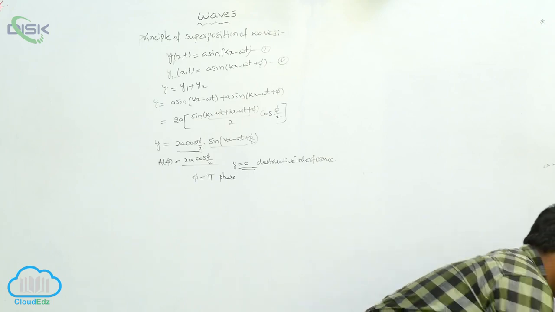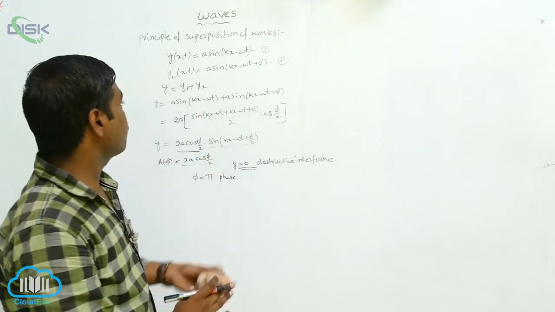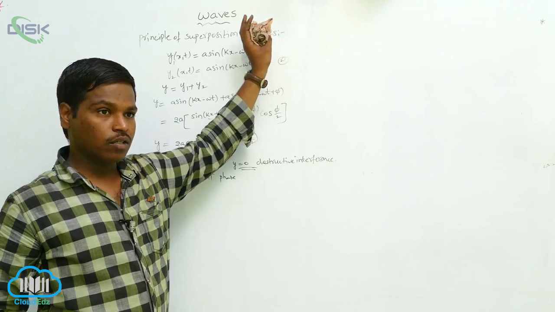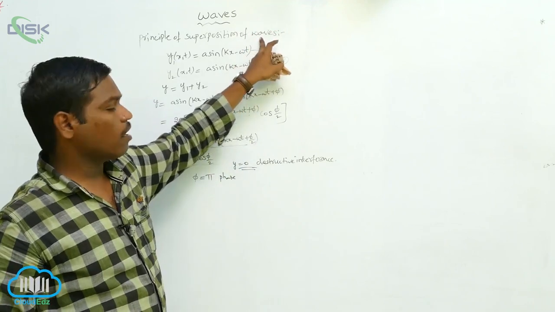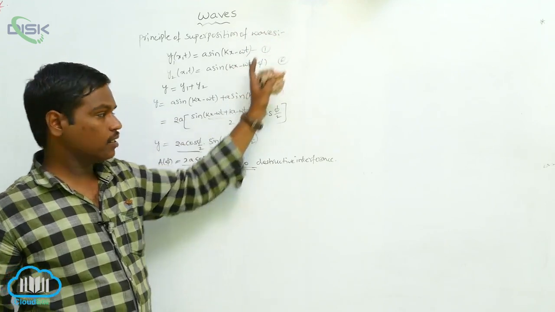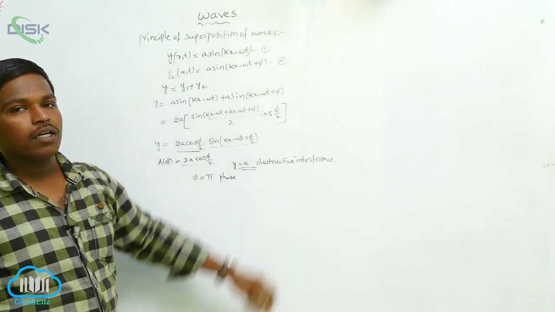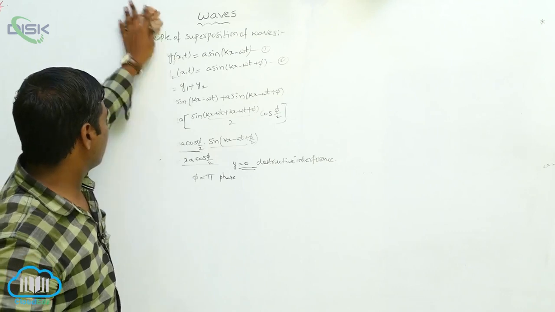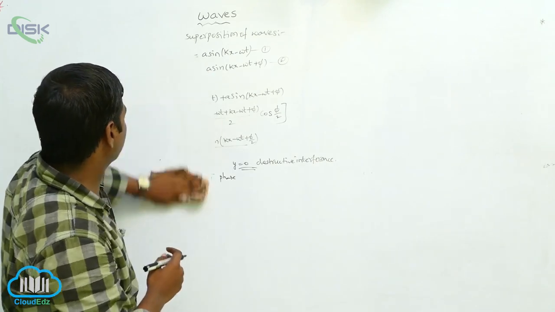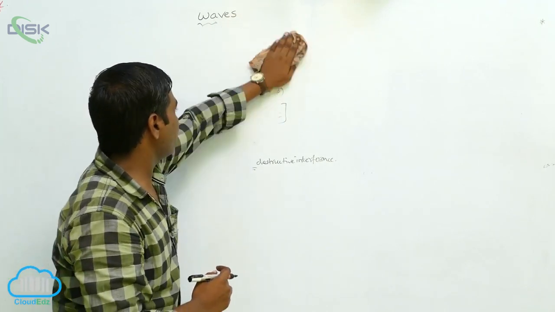Now, this is the principle of superposition of waves. When two or more waves are traveling in a medium, the resultant displacement is the algebraic sum of the displacements. Now, reflection of waves.